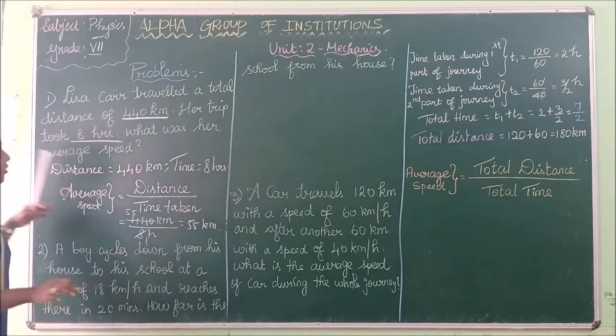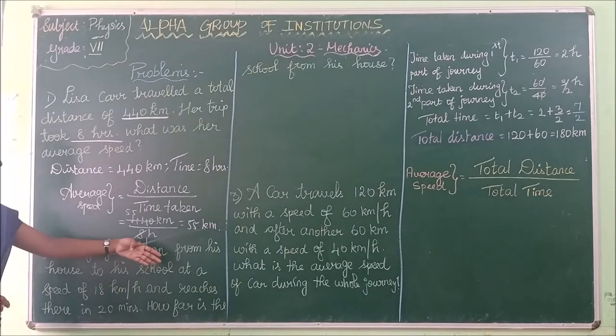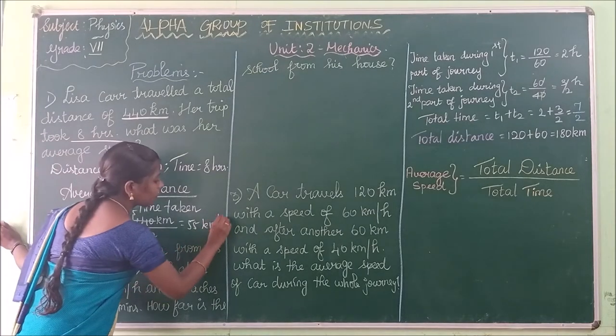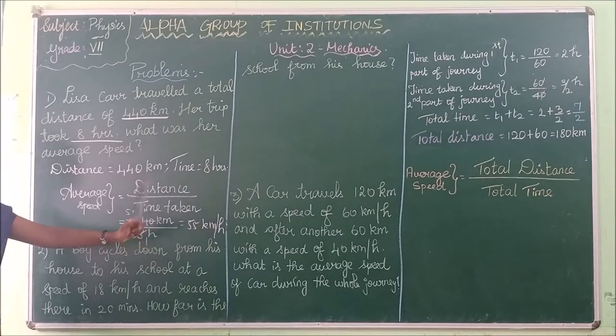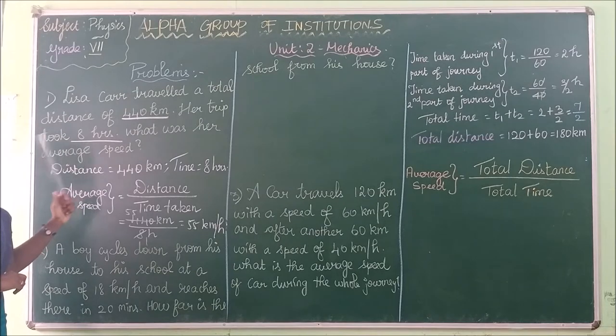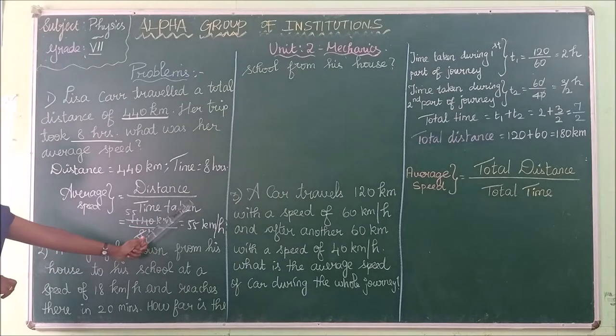The average speed is 55 kilometer per hour. They have given us the value for distance and time. Substitute the value for distance and time in this formula. Average speed is equal to distance by time taken.